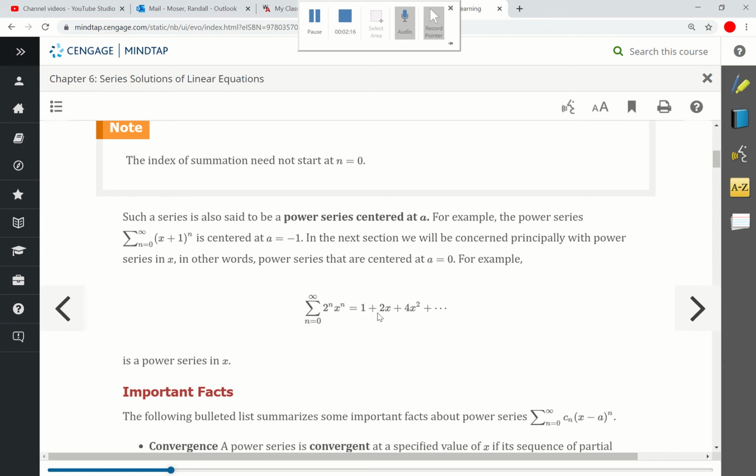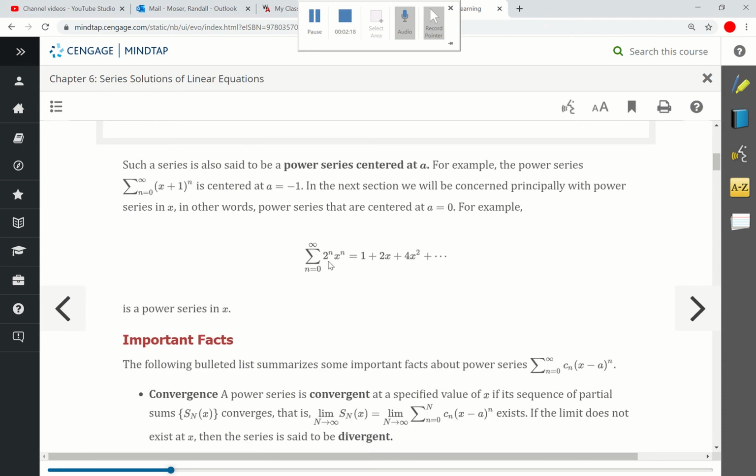For instance, if we look at this particular power series, the sum from n equals 0 to infinity of 2 to the n times x to the n, this one would be centered at 0 because there's no x minus anything. You could think of it as x minus 0 raised to the nth power, which means this power series is centered at 0. And those coefficients, the c sub n's, would be given by the expression 2 to the nth power.